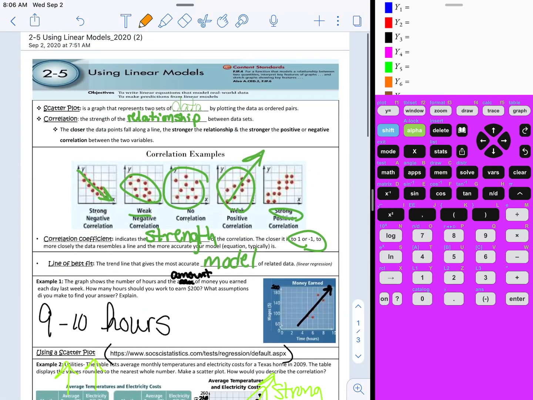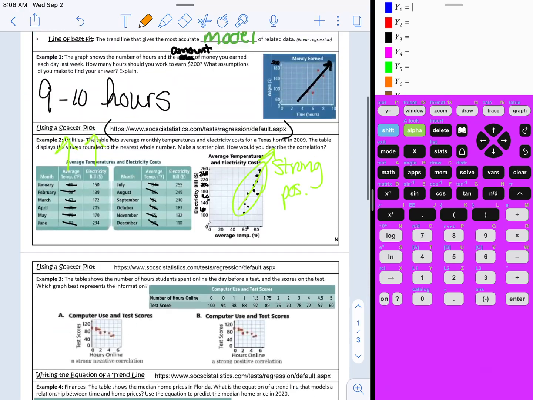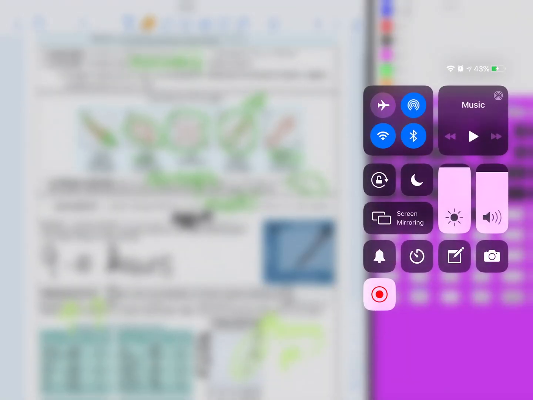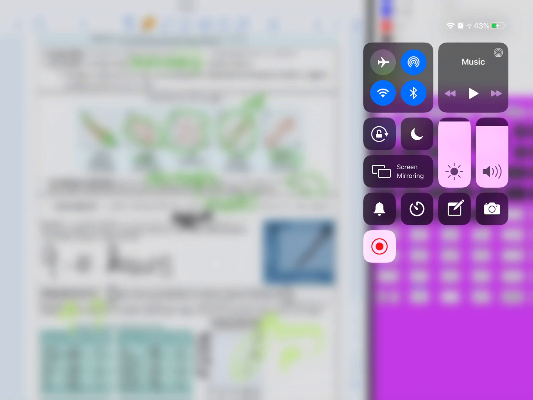bill is. If I'm not mistaken, that is the end of the first page. So I will stop and get a new video for my second page.